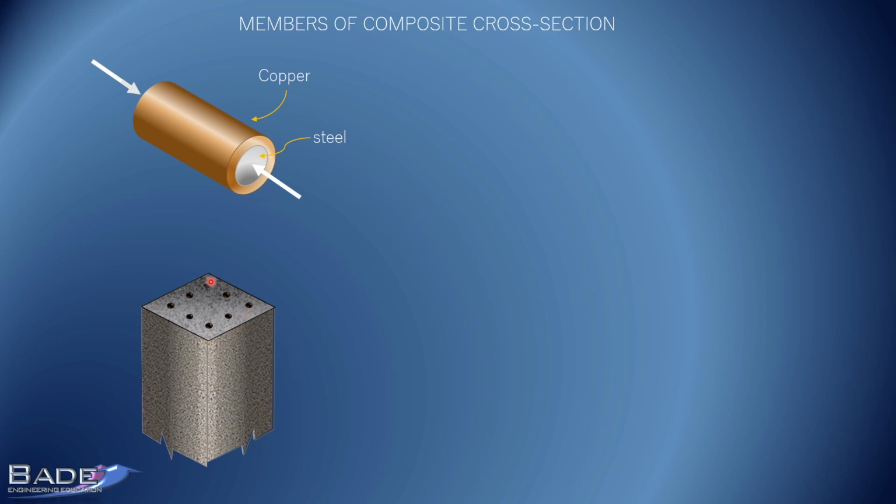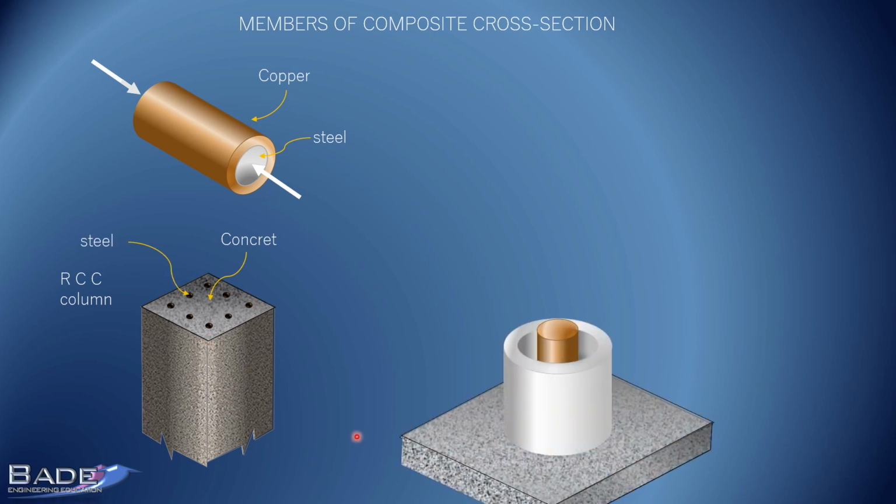I have shown 8 steel rods. These are vertical rods running parallel to the axis of the column. So this is reinforced cement concrete. It is a cement concrete column which is reinforced with steel rods. Its strength is increased using steel in it. So the RCC column is made of concrete and steel.